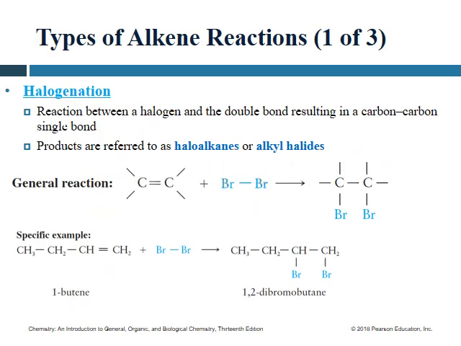Let's talk about the halogenation reaction first. So halogenation means when you add halogens across a double bond. So this is an alkene, this is halogen, this is the Br2 molecule, bromine gas. So you have bromine bond bromine.